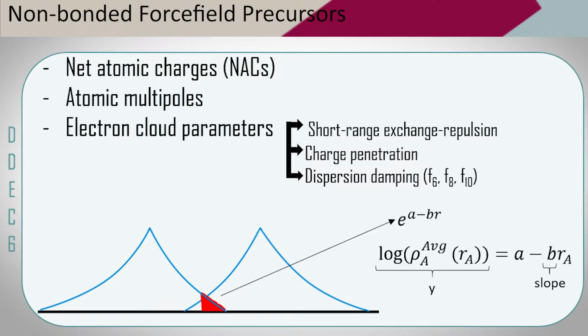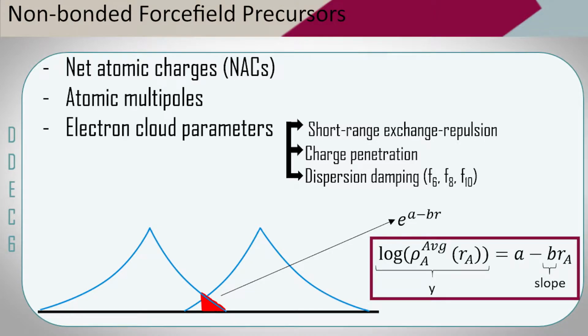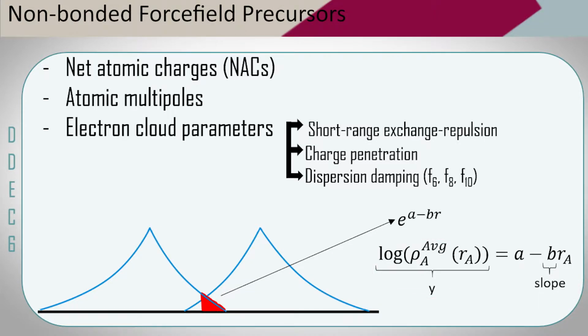Electron cloud parameters fit the electron density tail of each atom in the material to the exponential decay function e raised to the a minus b r, and they were computed by least squares fit of log of spherical average atomic density equals a minus b times r_a over the set of radial values for which the spherical average atomic density is in between 0.0001 and 0.01 electrons per cubic Bohr.